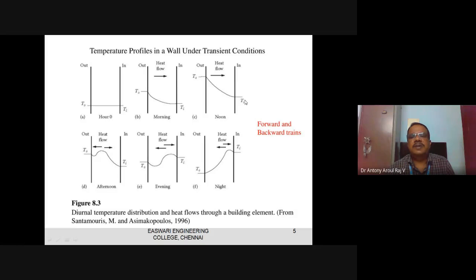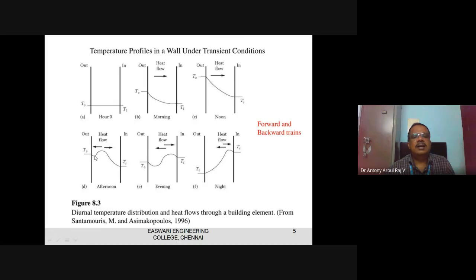Indoor temperature, if it is conditioned, will be maintained the same. And after that, what is happening? I will consider that this is an east wall. Now after that, what happens? The radiation is cut off from the east wall. So what happens? Only ambient temperature will be there. Ambient temperature will be at a high temperature, but the radiation is cut off. Because of that, there will be a dip.